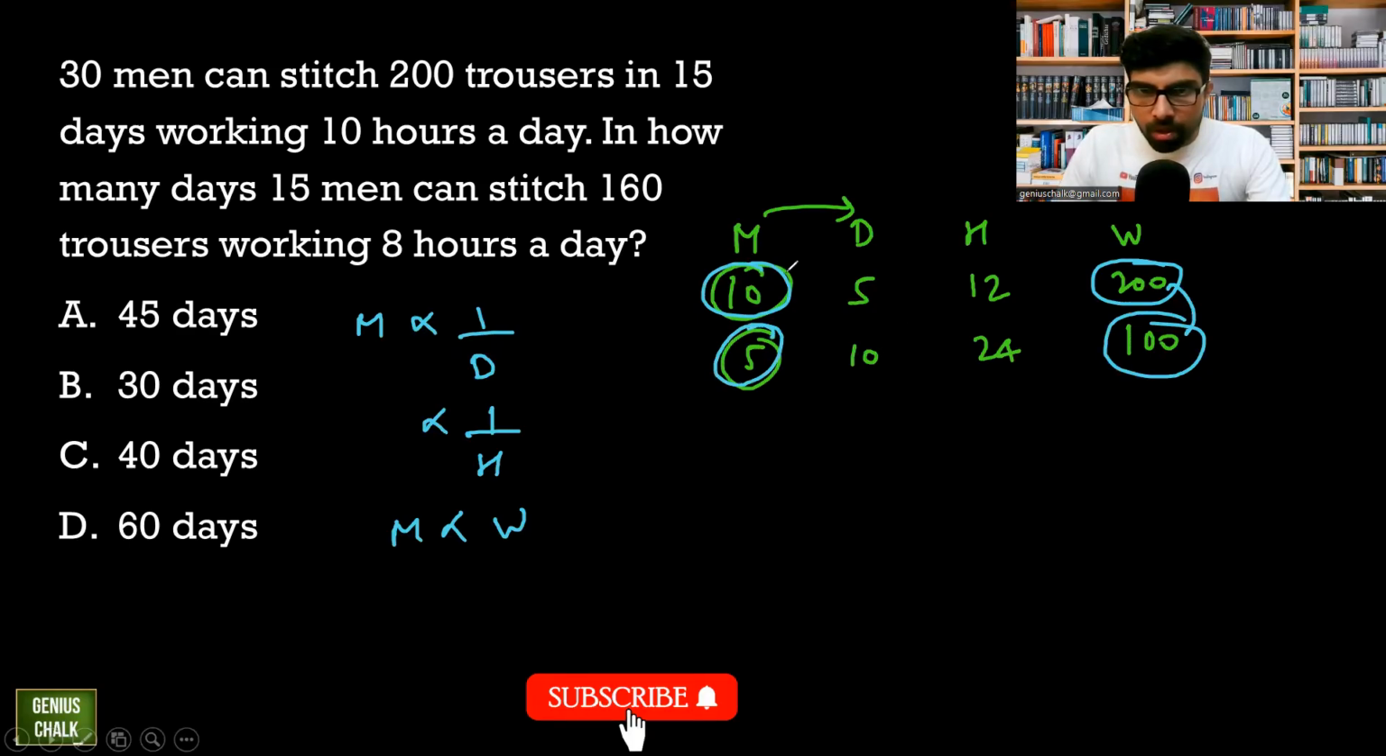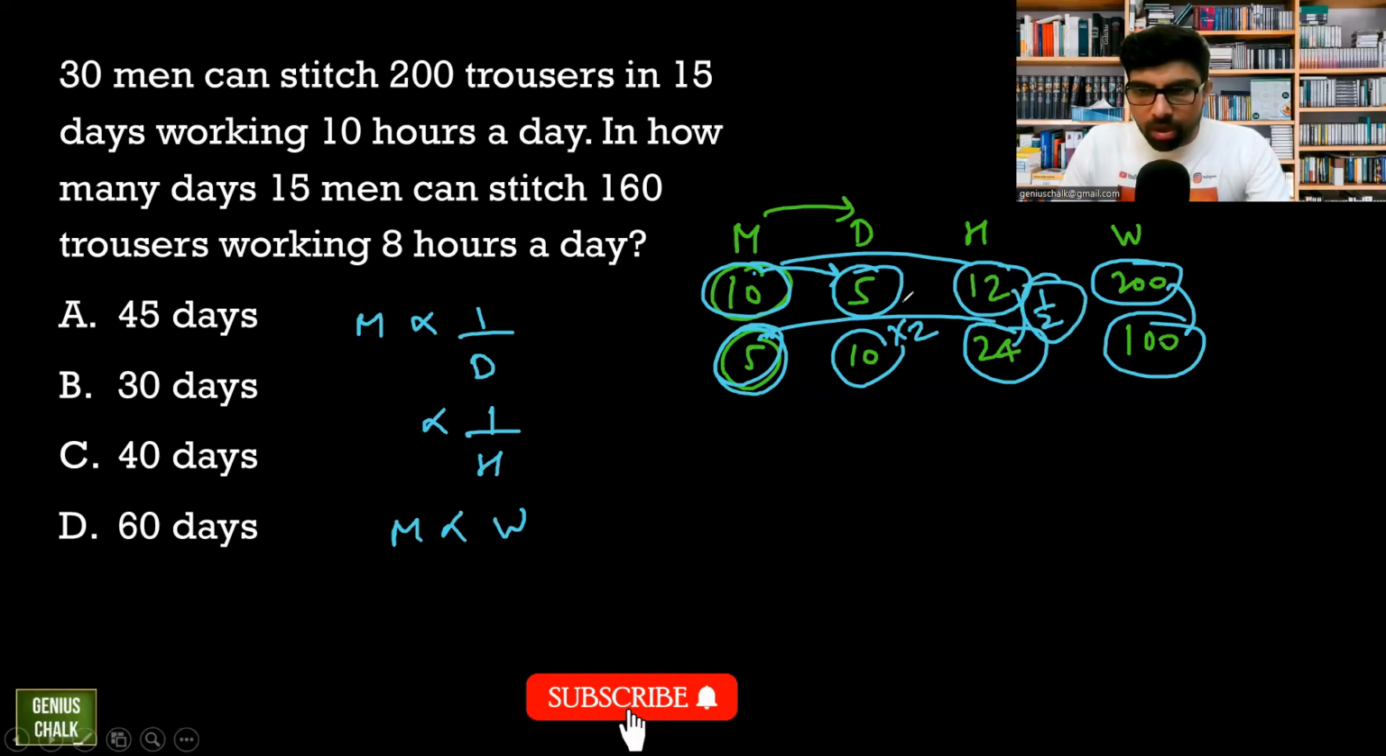Similarly, if 10 men are working in 5 days, then if there are 5 men, they will take double the time. Similarly, 10 men working for 12 hours, the same work will take 24 hours when there are 5 men. So basically the number of hours is also half. So men and hours are inversely proportional.